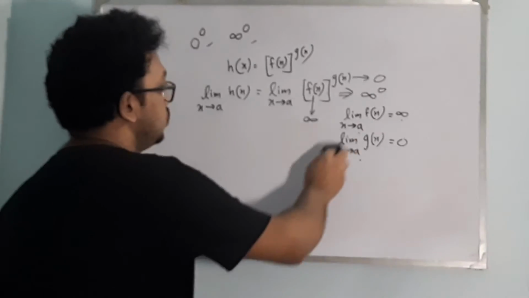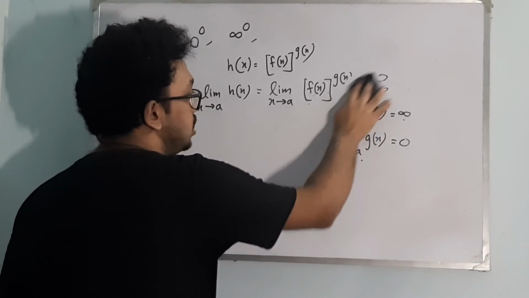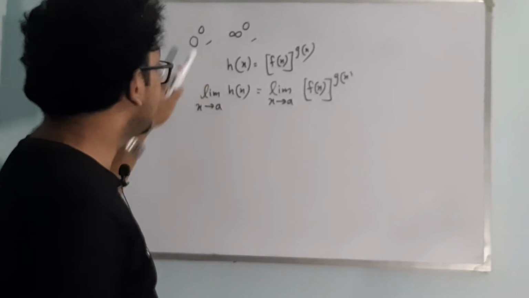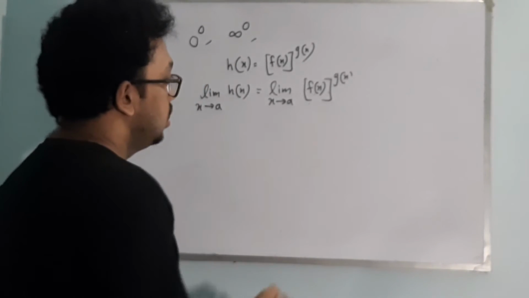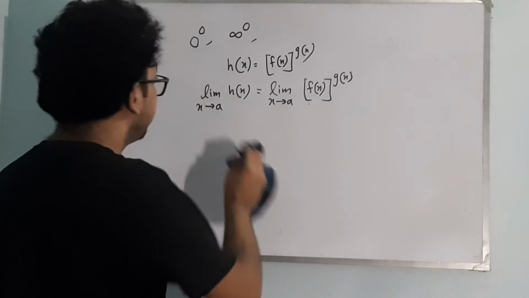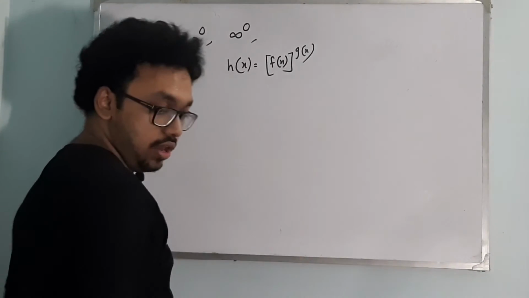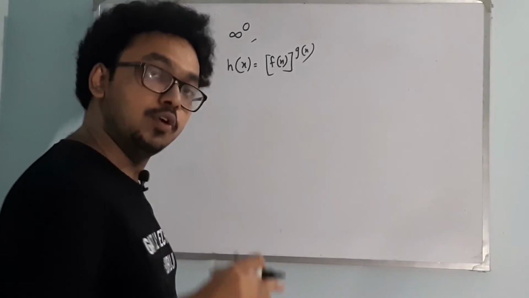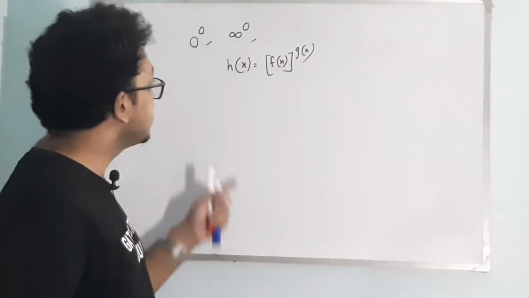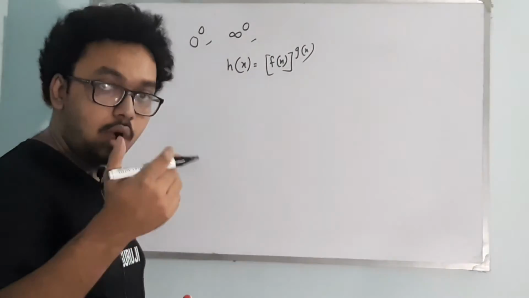Now I will teach how to tackle this kind of forms, that is 0 to the power 0 and infinity to the power 0. See, for both of these forms a generalized way can be used. I am explaining that way here, okay? So suppose you have a function given as h(x) equal to f(x) to the power g(x), and suppose you have to find out the limit of this function at some point x equal to a, and you observe that the function is present in 0 to the power 0 or infinity to the power 0 form. So what will you do?